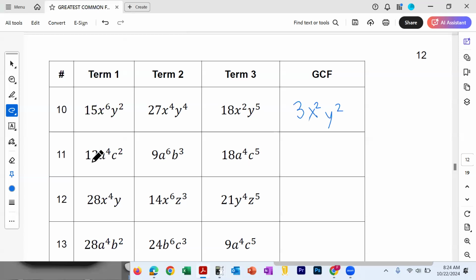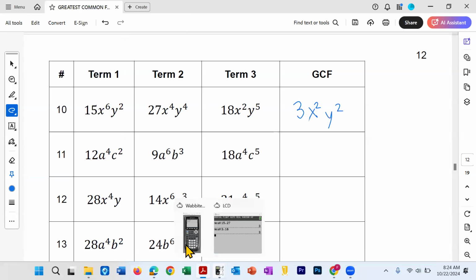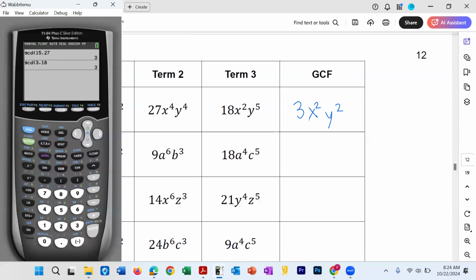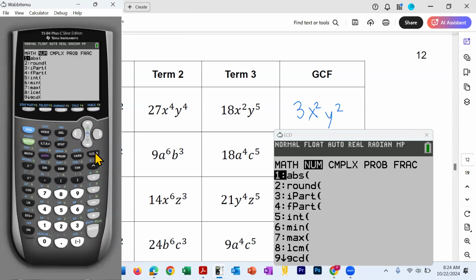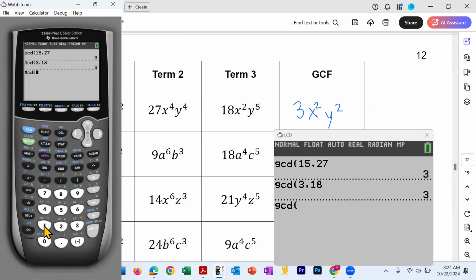So we follow the same concept, 12, 9, and 18. I'm going to do it one more time, and then after that, we can just do it from our minds if we know it. But let's do it one more time with the calculator. So I'm doing 12, 9, and 18. So again, I'm doing math, move to the right, then I'm going to press 9. Then I'm going to put in my first 2 numbers, 12, comma, 9, enter. This gives me back 3.